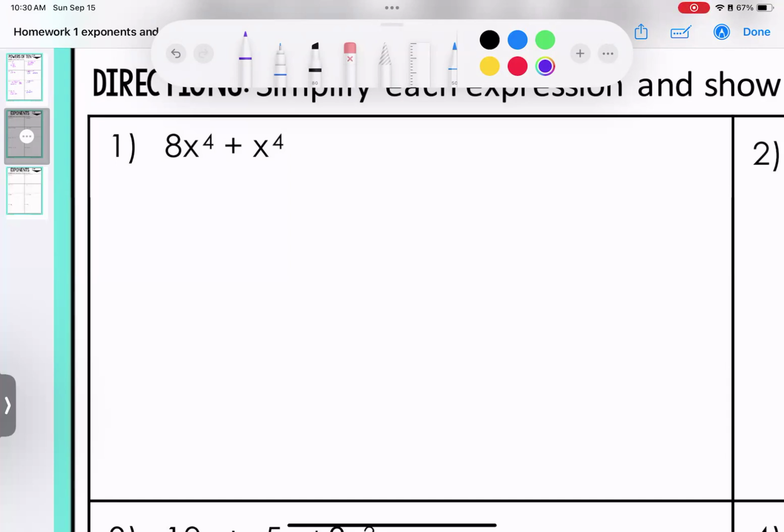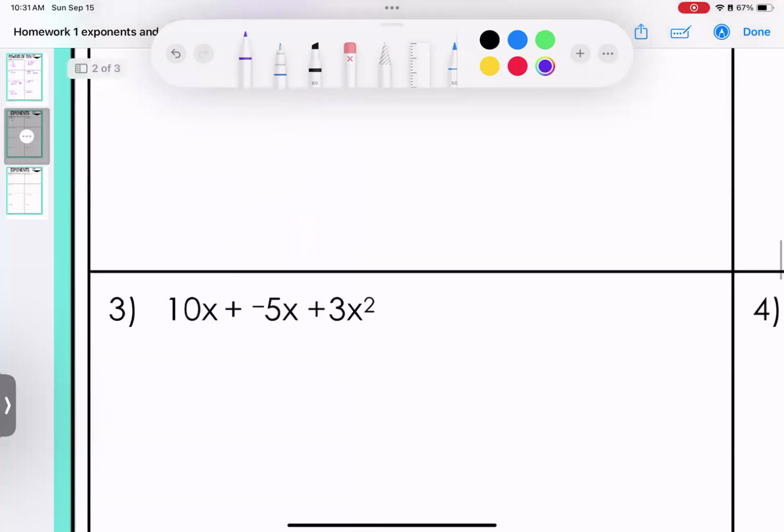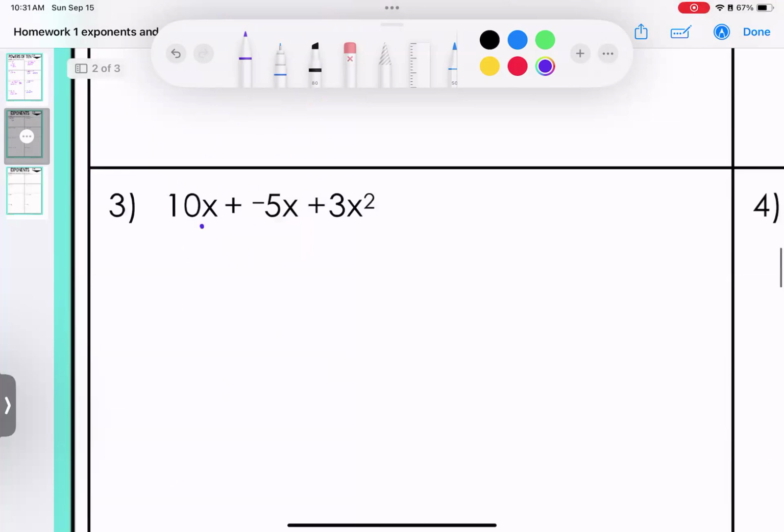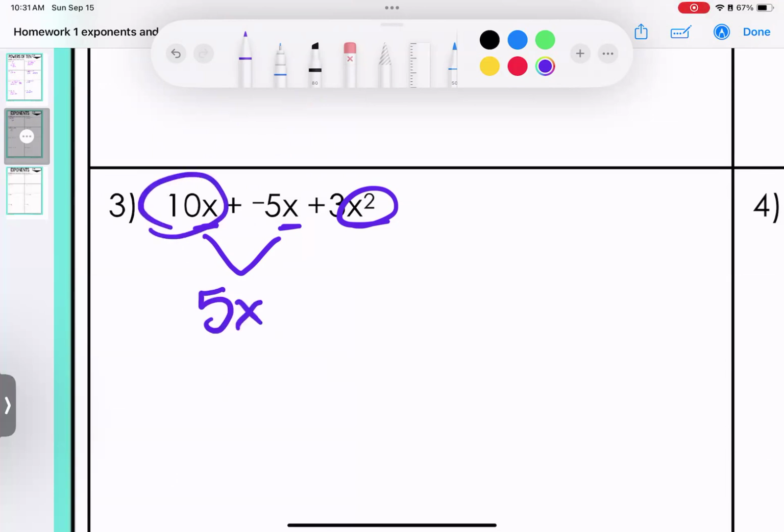So they could either, in this example, both be numbers, like an 8 and a 7, both have the same variables, like 2x and 3x, or in this case, where we both have the same exponent and variable. So if I have 8x to the fourth and I get another x to the fourth, I now have 9x to the fourth. Down here, I have an x, an x, and an x to the second. So these two are the same. That guy back there is different. If I have 10 x's and I give away 5 x's, I still have 5 x's. They're positive because the bigger number is positive.